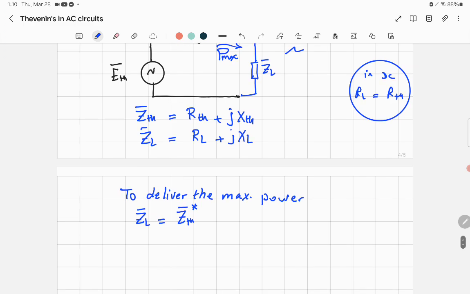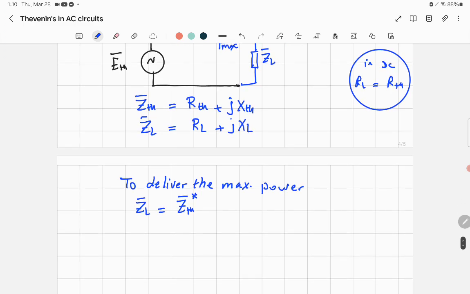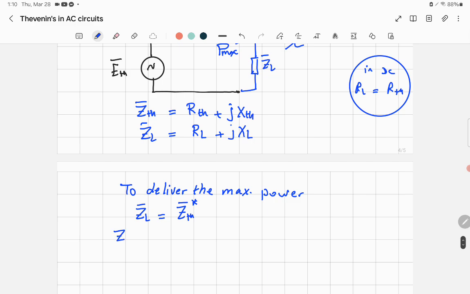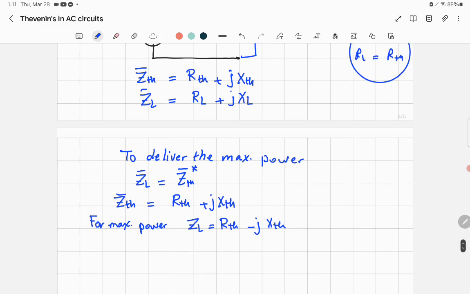What does conjugate mean? It means changing the sign of the reactance of the Thevenin. So if Z Thevenin equals R Thevenin plus JX Thevenin, then for maximum power, you need the impedance of the load to equal the conjugate. You write R Thevenin as it is, but you change the sign of the reactance. That will be ZL for maximum power.